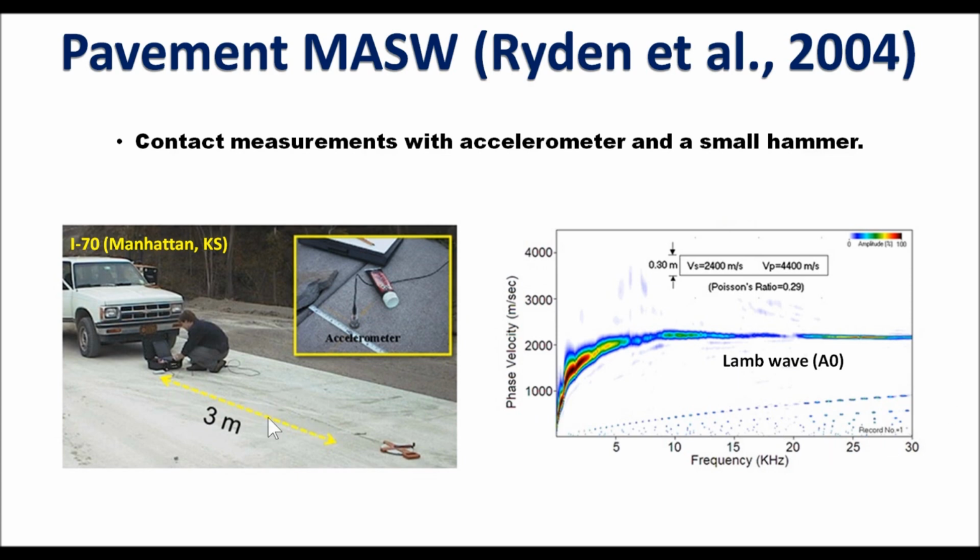So it took a long time to complete one measurement that provided the shear wave velocity and thickness information at one location. Of course, this was a very monumental achievement at that time, but for this approach to become a routine method, it was still far away. It was mainly because of this receiver that took a long time for proper preparation.